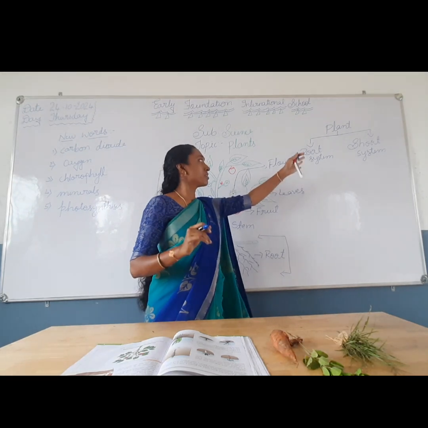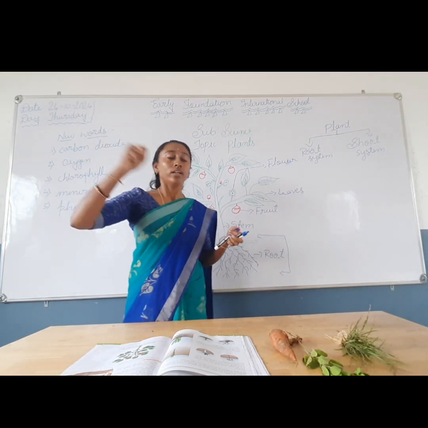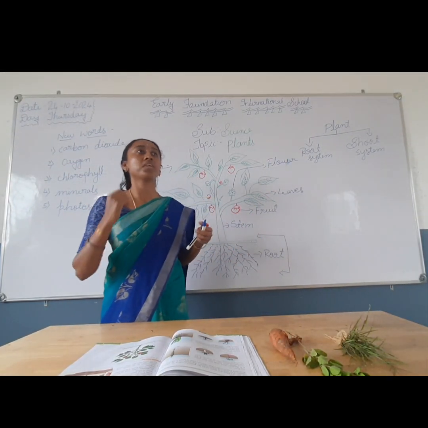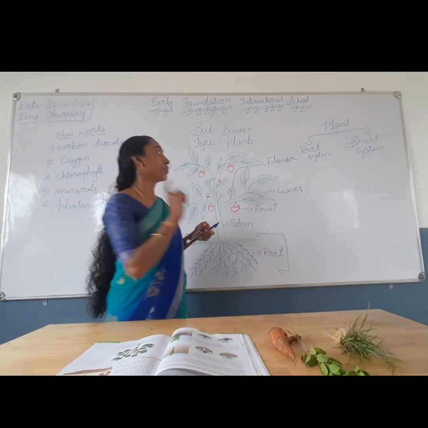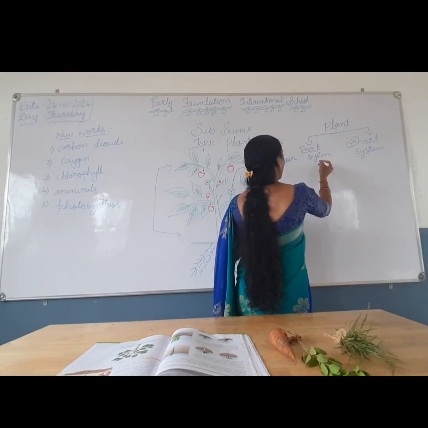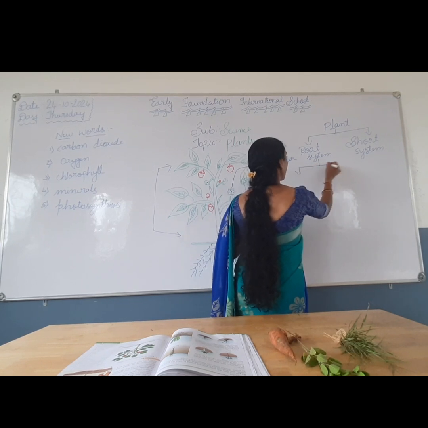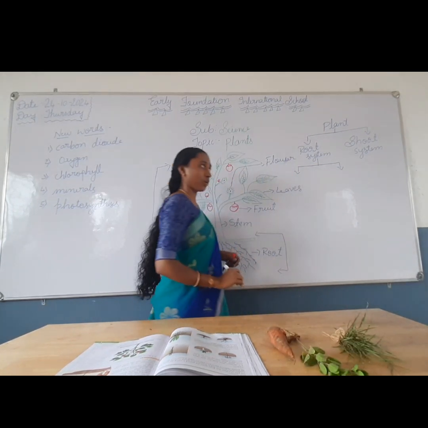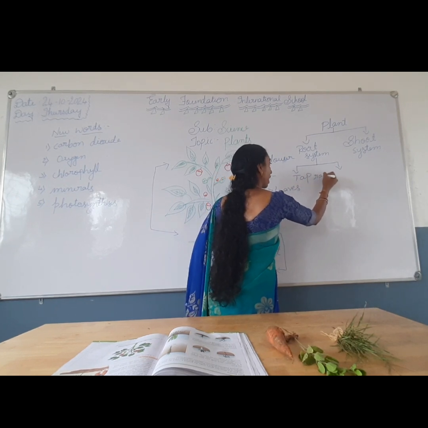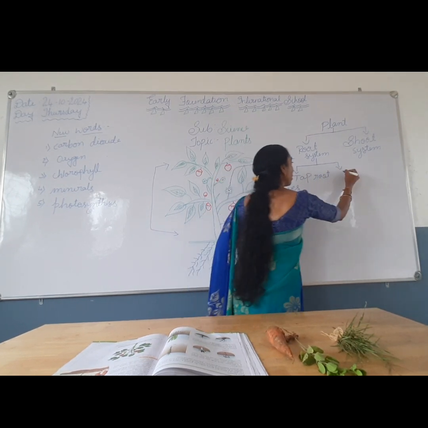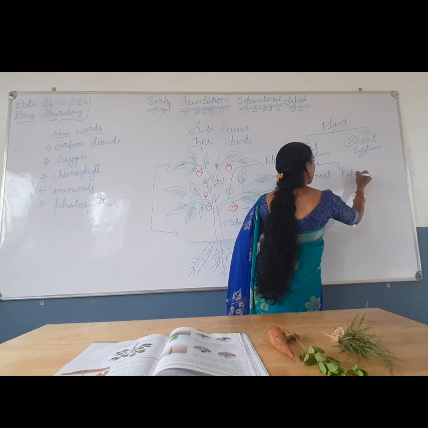Now we can see when we pluck the plant, there are different types of roots. Now we'll see what the different types of roots are. The root system is again divided into two types. That is taproot, and one more, fibrous root.